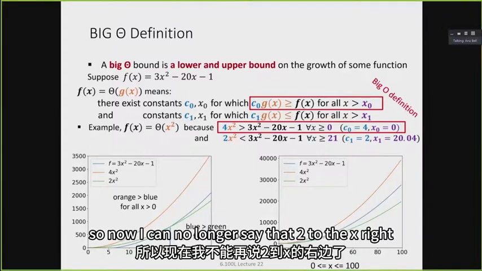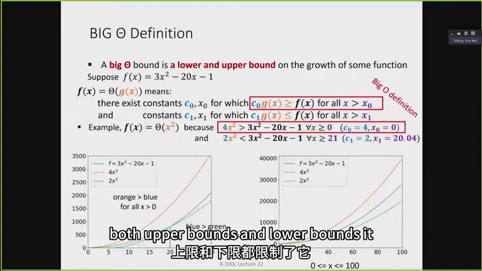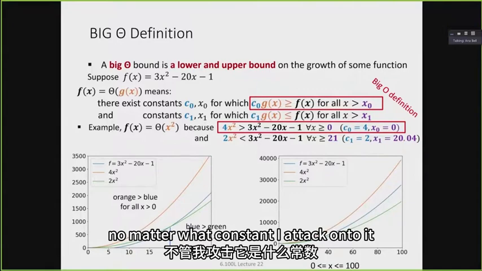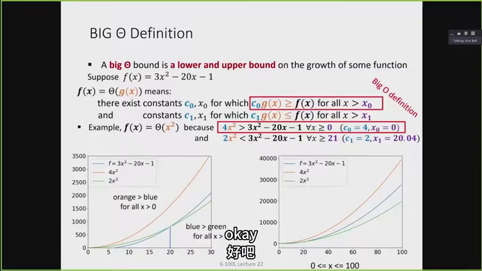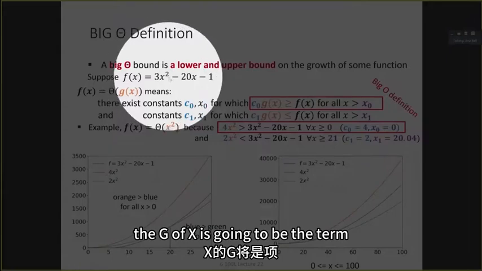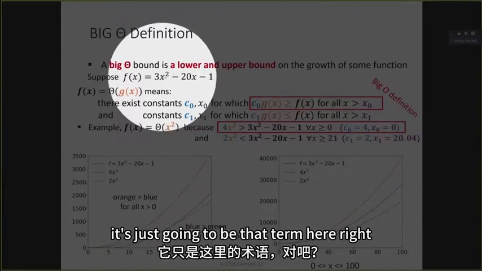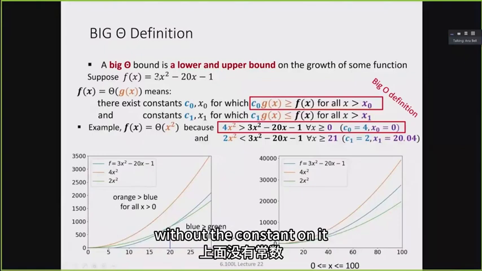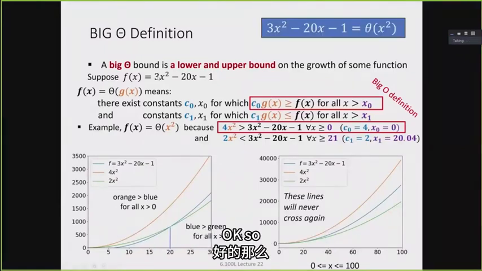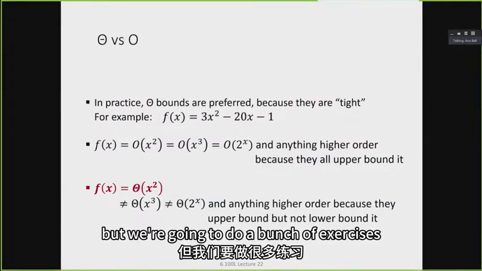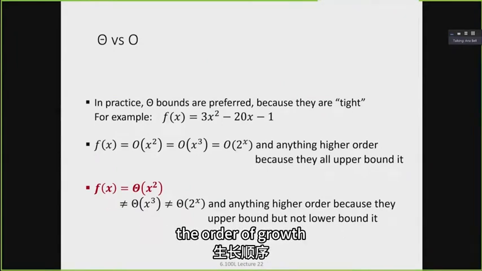And that's the definition of theta. So now I can no longer say that 2 to the x, an exponential, both upper bounds and lower bounds it, because that 2 to the x will grow faster than my function no matter what constant I tack onto it. Okay? So now what we see is that really the g of x is going to be the term that grows the fastest, without the constant on it. Okay, so yes, we will never remember all that, but we're going to do a bunch of exercises, and you're going to see just how easy it is to figure out the order of growth, okay?